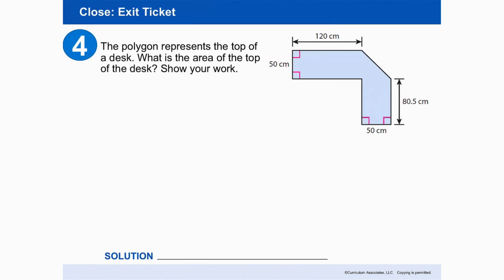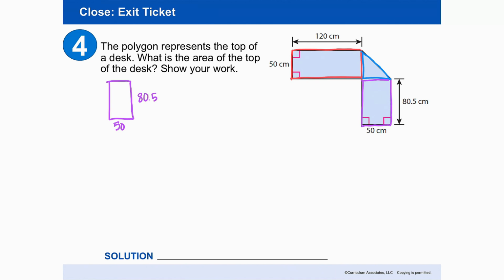Looking at this last one here, we're going to do decomposition where we make a couple different shapes. We're going to look here at this L desk, and we are going to cut it up to show you 3 different shapes. So I can see I have a rectangle here, a triangle here, and another rectangle. Okay, so my measurements here are 50, and then I can see the height here is 80.5.